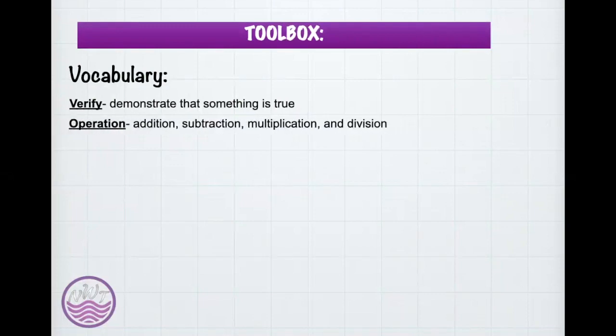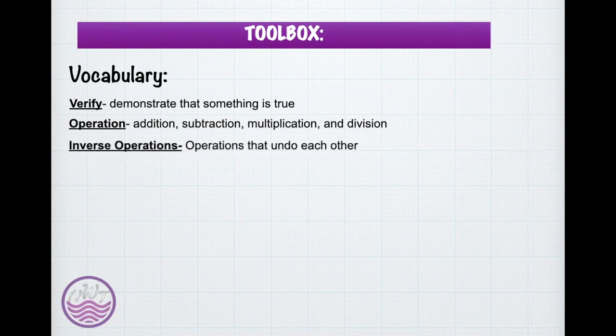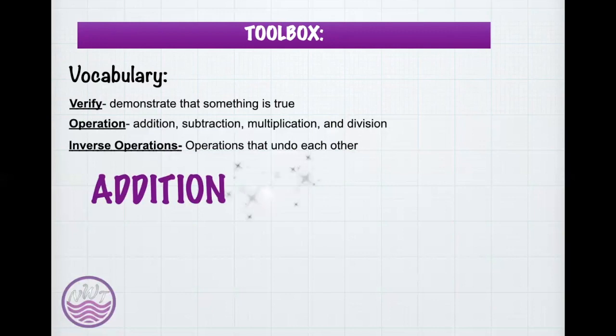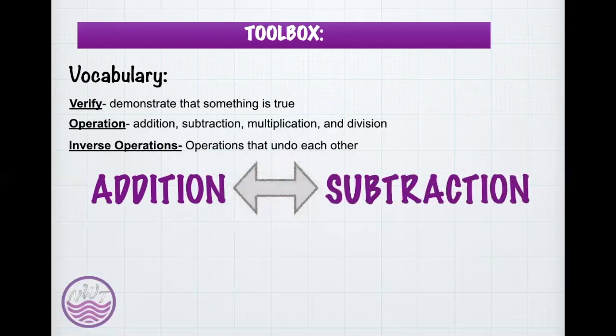Operation is our next vocabulary word, and that is some previous knowledge review: addition, subtraction, multiplication, and division. And then lastly, inverse operations. So there are operations, which you see above, and then there are inverse operations, which means they're just undoing each other. An example of that might look like this: if I have addition, the inverse or opposite of addition is subtraction. Vice versa, if I have subtraction, the inverse or opposite of subtraction is addition. So it can go both ways.